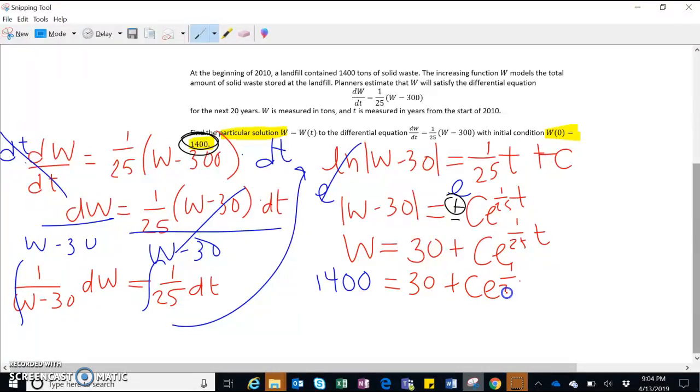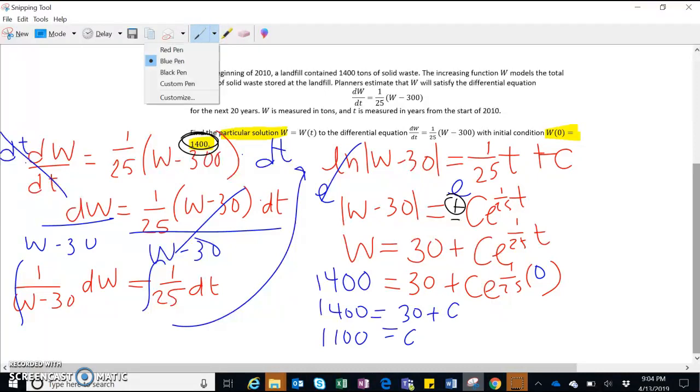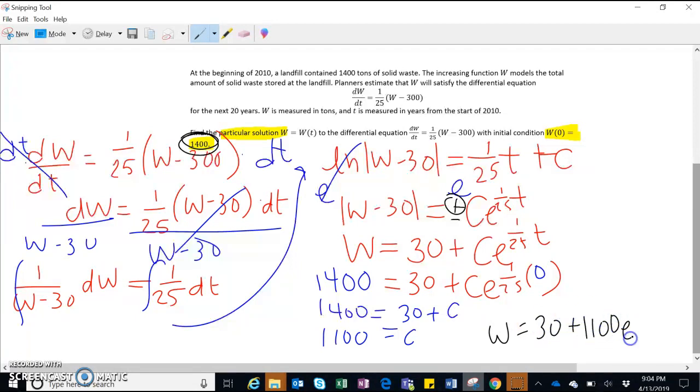C e to the 1/25 times 0 up top. Do a little bit of mental math, and I get 1,400 equals 30 plus, well, 1/25 times 0 is 0. E to the 0 is 1, C times 1 is C. So it looks like my C value is 1,100. And that means that my final answer, my particular solution, is W equals 30 plus 1,100 e to the 1/25 t.